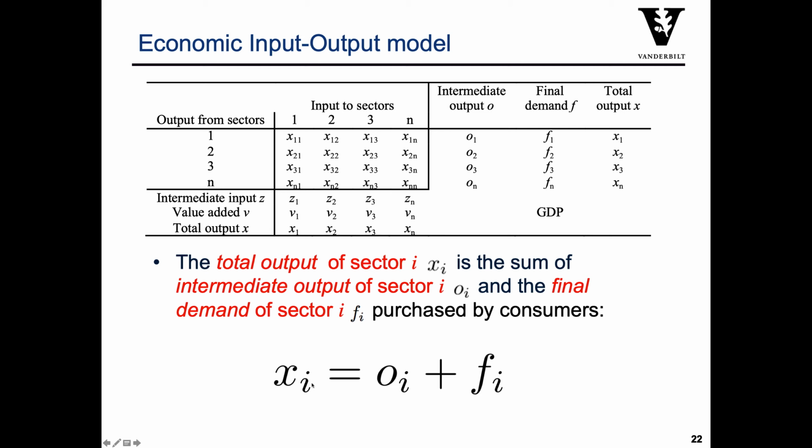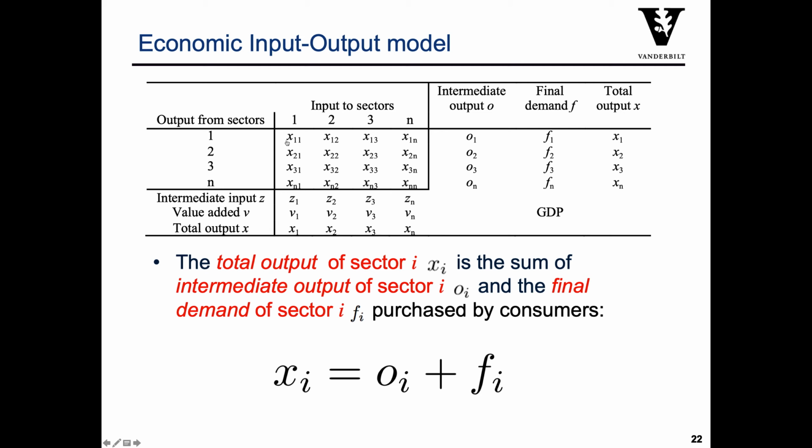We explained that if you look at the total amount of output by a sector, call that Xi. That's, of course, going to be equal to things that you sold to other sectors of the economy, Oi, plus things sold to the final consumer, Fi. So in other words, you can think about this as the total number of cars produced would be equal to the number of cars sold to every other sector of the economy, plus the number of cars sold to end consumers.